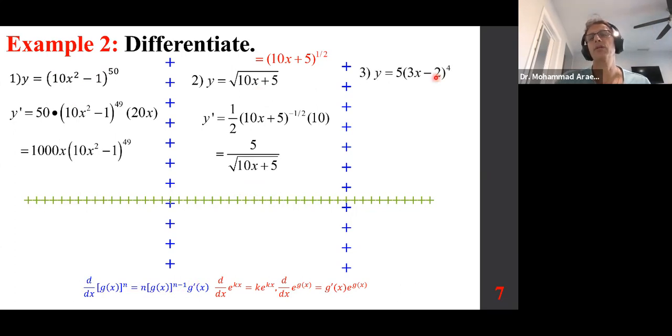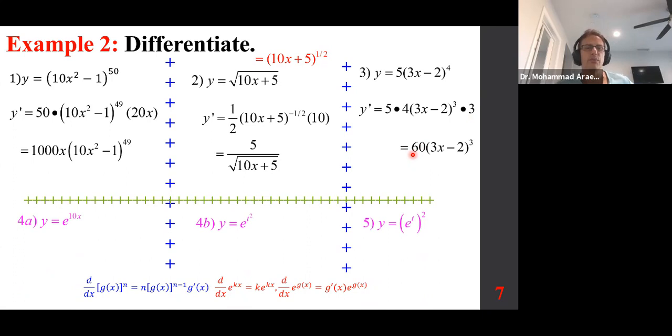In this case, the only difference is this 5 doesn't go away. It's a multiplier. It's a coefficient. It just remains. Just carry it. That's all. The rest is just basic extended power. And when you carry it, it just makes the final answer 5 times 4 times 3, which is 60.